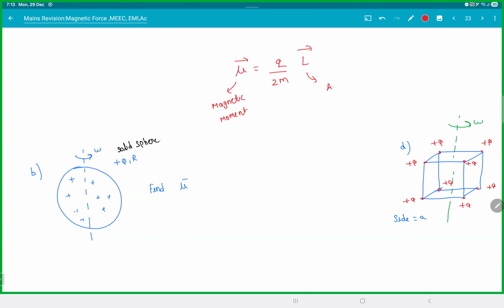Anyone remembers what is Bohr's magneton? Do you remember how you heard it? What is Bohr's magneton? The magnetic moment of the electron in the first orbit of the hydrogen atom. Right? So you have to just put L is equal to nh by 2 pi, where n is 1. That is the angular momentum in Bohr's theory. MVR is equal to nh by 2 pi. It's called Bohr's magneton.